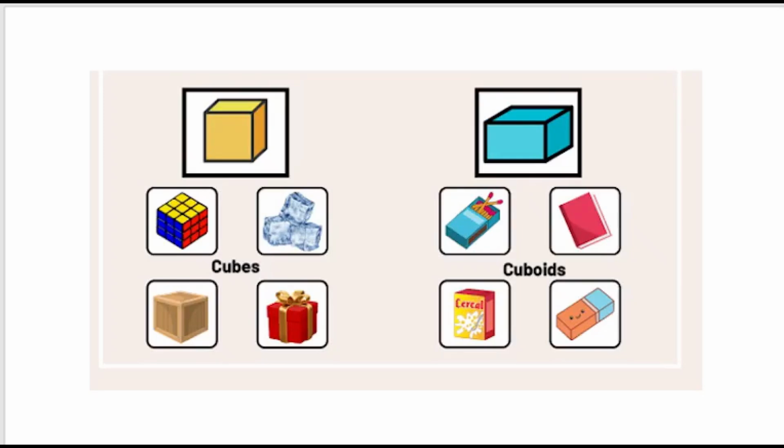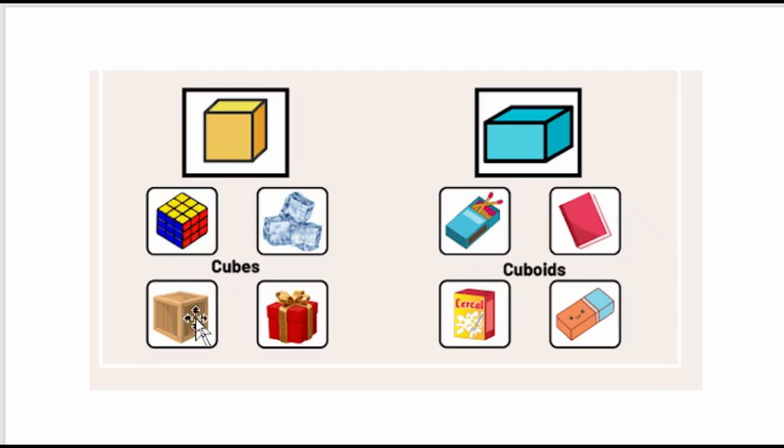See, these are some of the cubes and cuboids we use every day. Some of the cubes where all the faces are equal. What are the things given here? Cubes. What are the examples given? Here you have ice cubes, a Rubik's cube, a gift box, or a cardboard cube box.